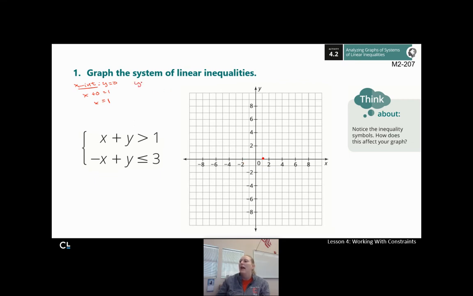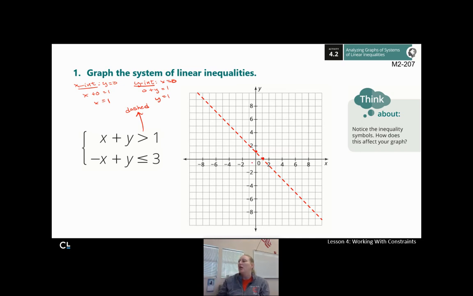Let's find the y-intercept. So we'll say that x equals 0. So 0 plus y equals 1, which means y equals 1. Yay! My y-intercept is at 1. Huzzah. No squashed equal sign, which means this line will be dashed. That is a dashed line. So I'm going to dash it. Isn't it pretty? I love technology. I can make it all pretty.